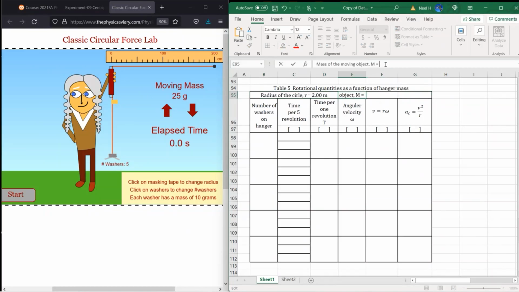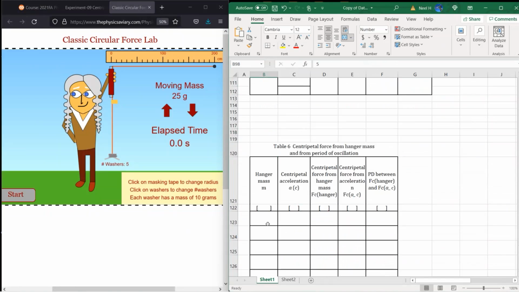about 0.025 kilogram. Then the hanger mass we will calculate on next table, but right now number of washers are 5. Make sure you get rid of any decimals because it's number of washers. So it should be just a whole number, okay? Then you take that number, multiply by 5, multiply by 0.01, you will get the mass in kilogram, okay?